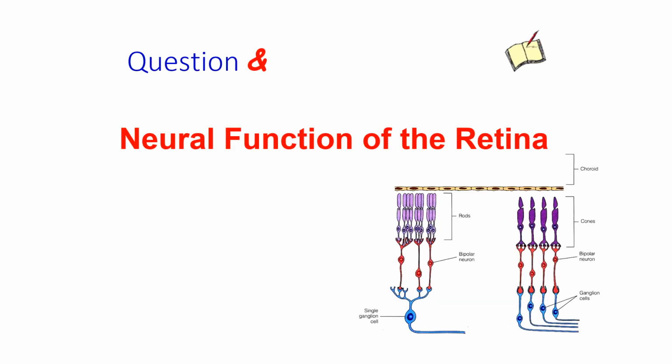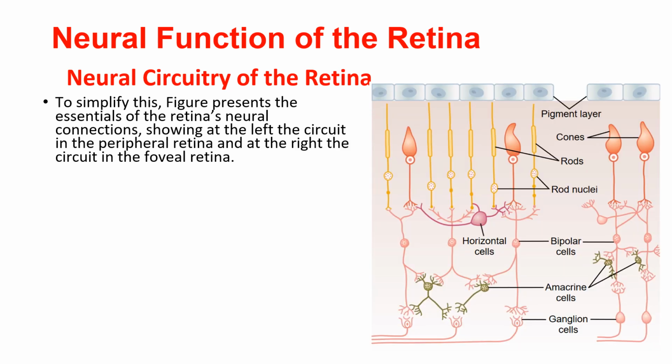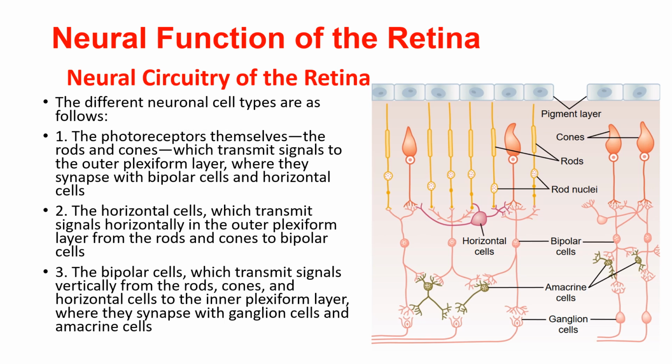Neural function of the retina. Neural circuitry of the retina. The figure shows the tremendous complexity of neural organization in the retina. The different neuronal cell types are as follows.